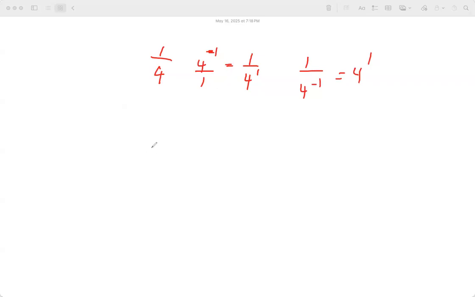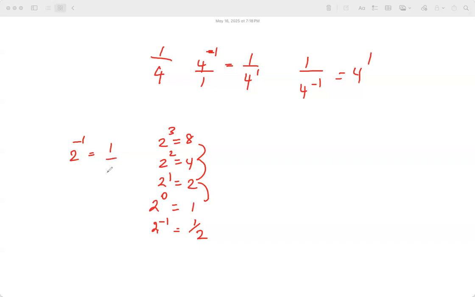You know why? See here, 2 cube is 8, 2 square is 4, 2 power of 1 is 2. Find out 2 power of 0 is 1. What is 2 power of minus 1? What do you guys think? Go with the pattern. 2 power of minus 1 is 1 over 2. Exactly. That is why 2 power of negative 1 is pushed to the denominator.